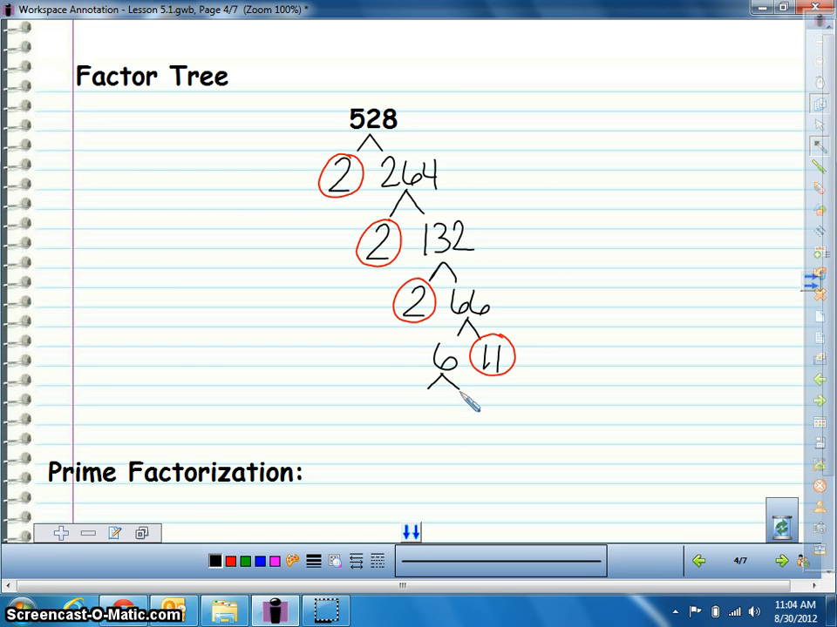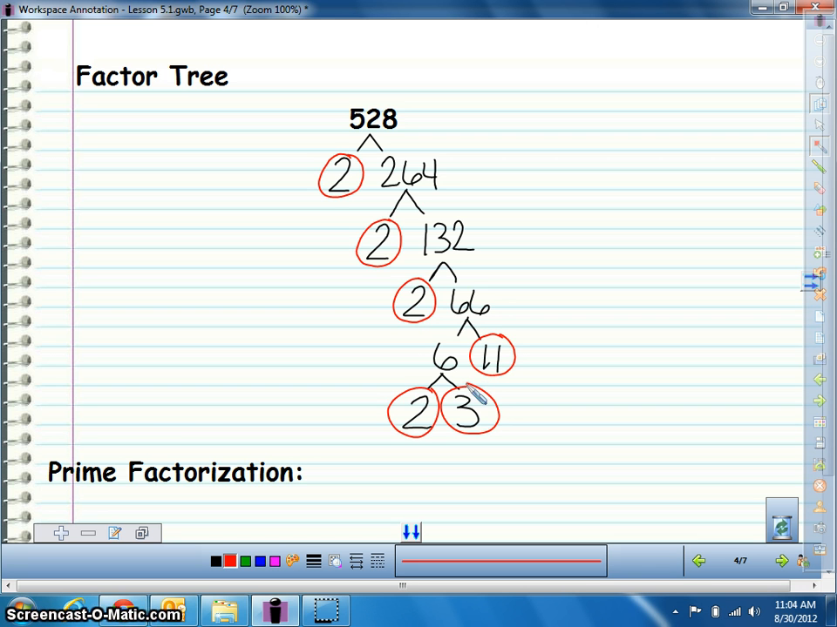How do I get the number 6? By taking 2 times 3. So I'm going to put a 2 here and a 3 here. When I evaluate them to see if they're prime, I know that a 2 is prime, and I also know that 3 is prime. I'm stuck at all dead ends.